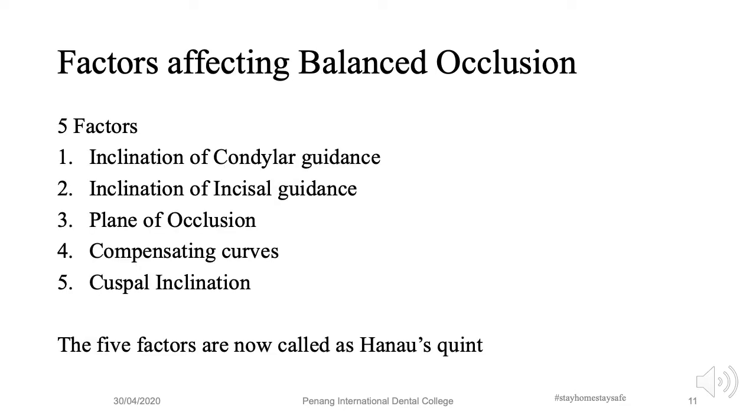Factors affecting balanced occlusion. 5 factors are there. One is inclination of condylar guidance, inclination of incisal guidance, plane of occlusion, compensating curves, and cuspal inclination. The 5 factors are now called Hanau's quint. There were actually 8 concepts that Hanau's quint came up with. Then they remodified, and he made it into 5, eliminating 3 of them. So you just have to know about these 5 factors which determine the balanced occlusion. So let's talk about each factor as we go on.